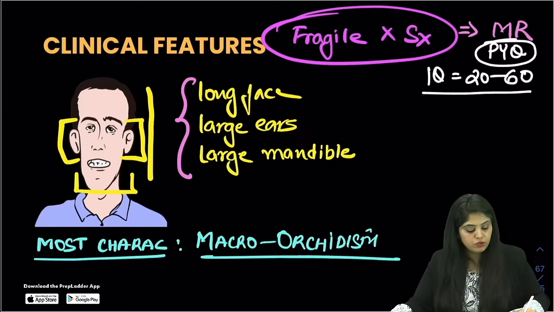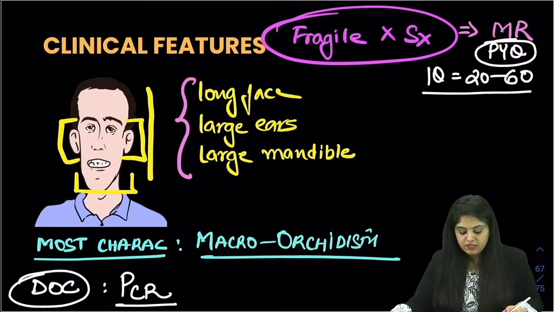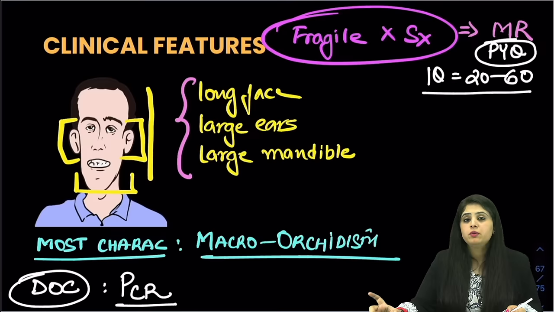Everyone's okay? You want to do the diagnosis. Tell me, what is the diagnosis of choice for fragile X syndrome? It is going to be polymerase chain reaction. Having said that, 20 to 60, 50 to 60 also falls in the same range, but that was the exact option that was given to you in your previous year NEET. Between 20 to 60 is going to be the range in which you'll talk about it. So PCR is the diagnosis of choice.